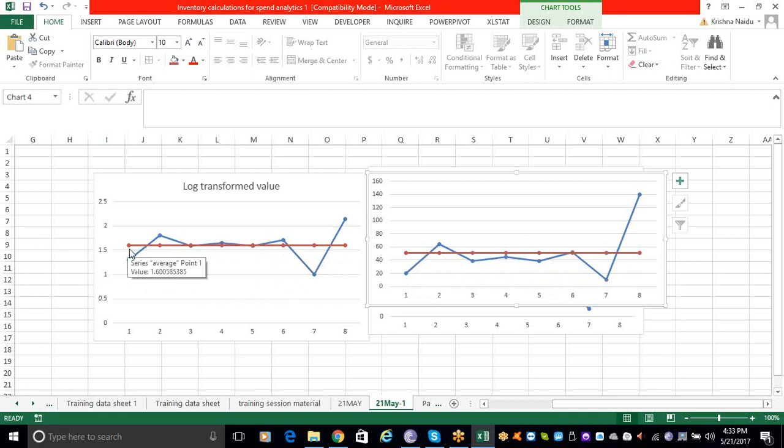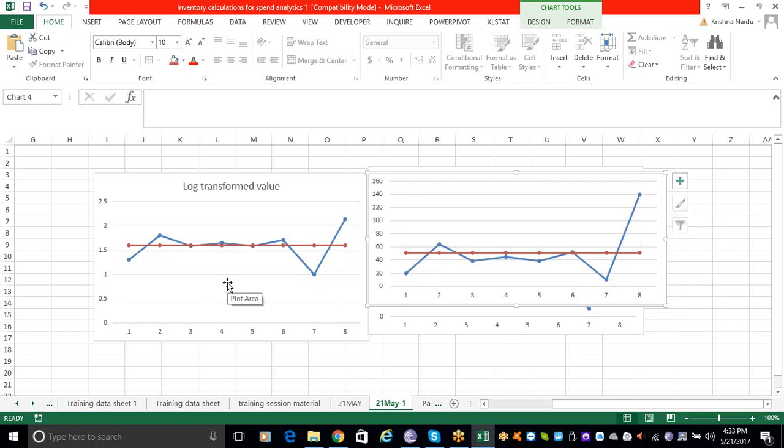If you look at the eighth data point in the untransformed graph, it is very far from the average. But in the log transformed value, the distance has reduced significantly. See the distance of the 8th data point from the average. It has reduced significantly, but in the untransformed graph, the distance is very significant. Am I right?